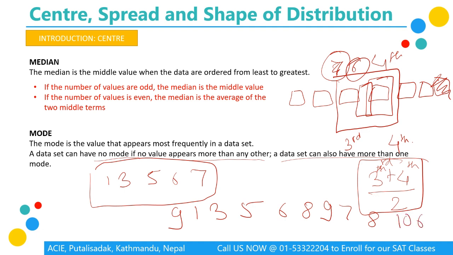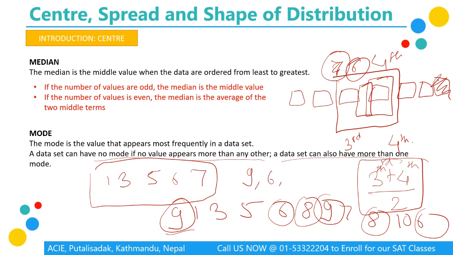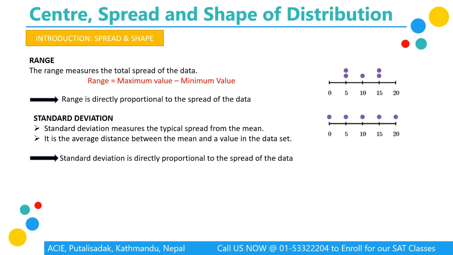In this case, the numbers 9, 6, and 8 have been repeated twice. So all of these numbers, 9, 6, 8, are basically modes. Above, we have to understand the spread side, which is the range and the standard deviation.